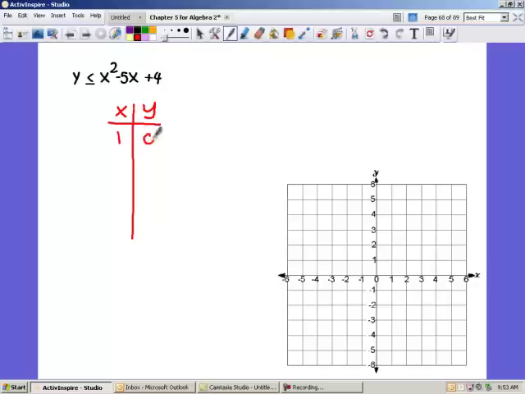So I have a 0 for y when x is 1. So there's one of the intercepts, right here. And I'm going to keep scrolling so I can get the other one. And I found it again at 4, 0.